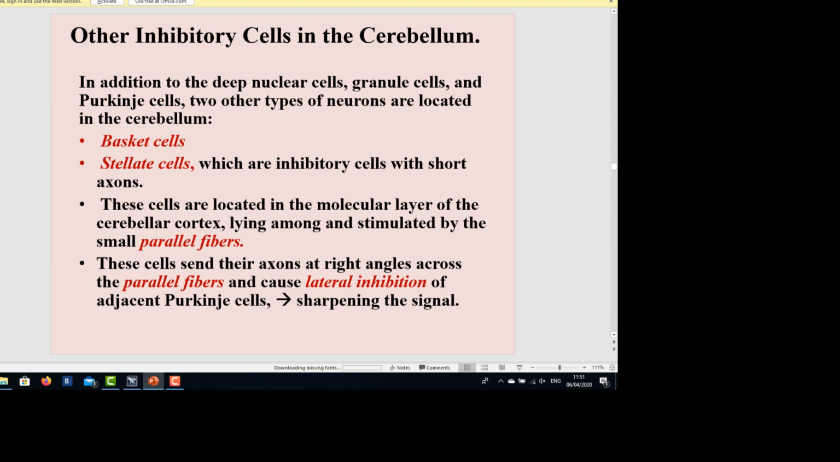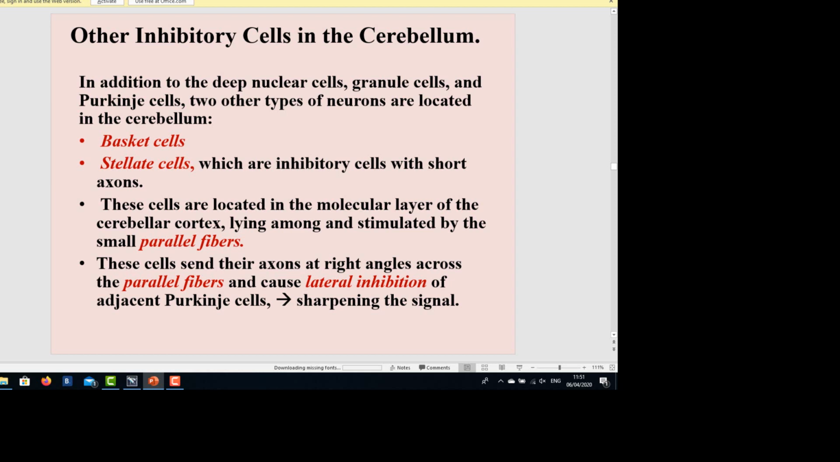Other inhibitory cells in the cerebellum. In addition to the deep nuclear cells, granule cells, and Purkinje cells, there are two other types of neurons in the cerebellum. They are basket cells and stellate cells. Now, stellate cells are inhibitory cells with short axons.